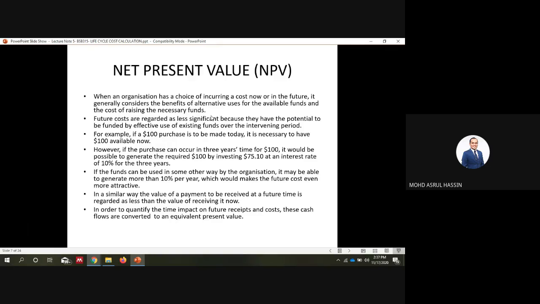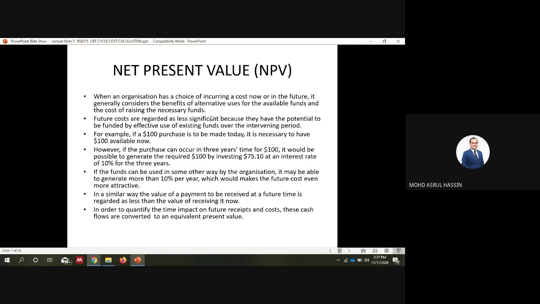So number one, we have the net present value. When an organization has a choice of incurring a cost now or in the future, it can generally consider the benefit of alternative use for the available funds and the cost of raising the necessary funds. Future costs are regarded as less significant because they have the potential to be funded by effective use of existing funds over the intervening period.